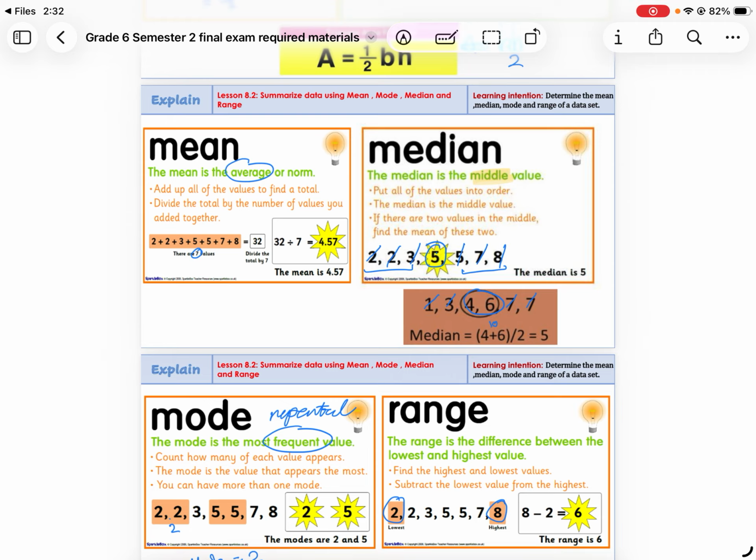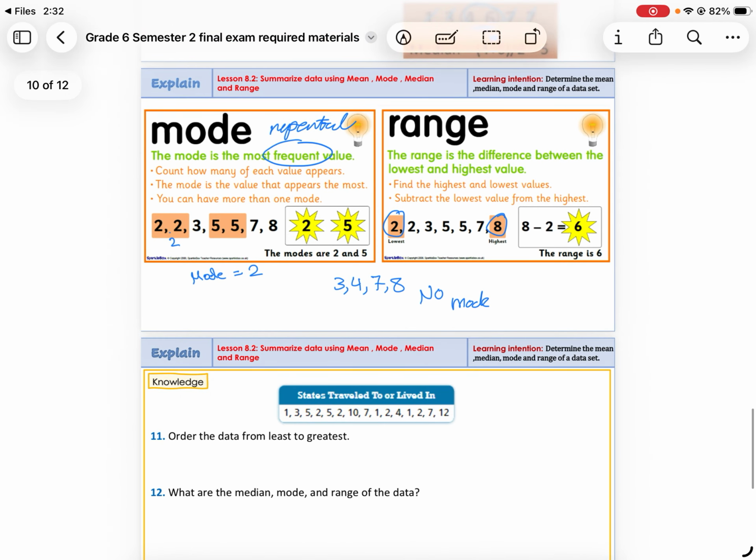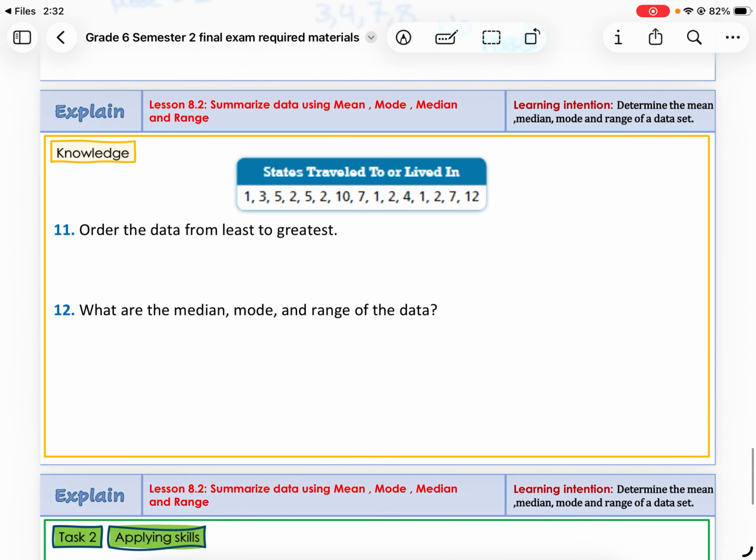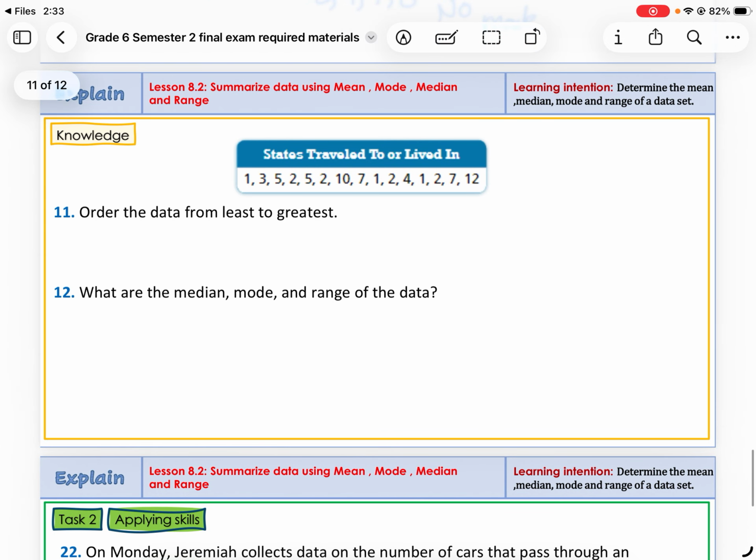I know how to summarize your data. That's it. You use mean, median, mode, and range to analyze data, read data, and get a conclusion. What does this data that we collected mean? What does it represent in real life, and so on.